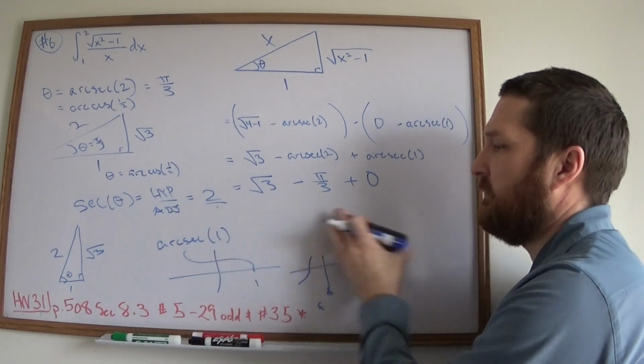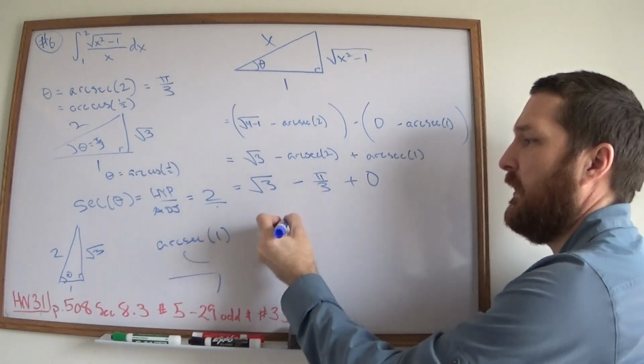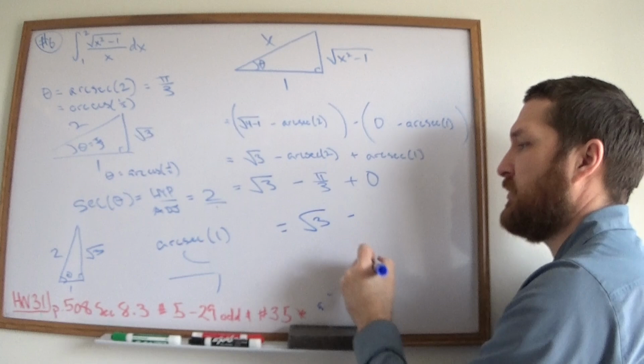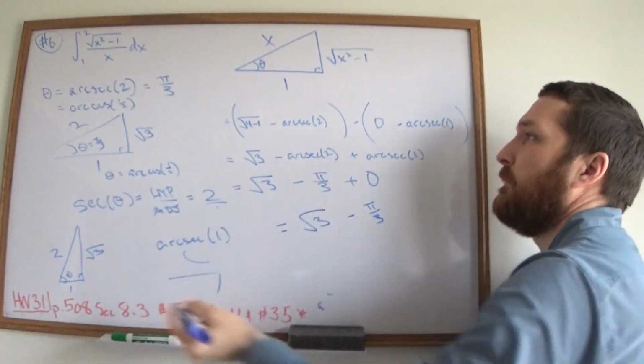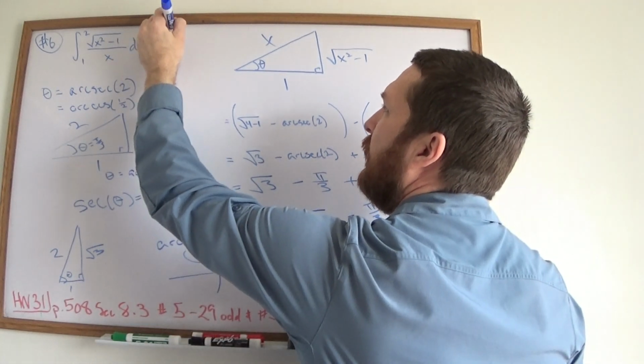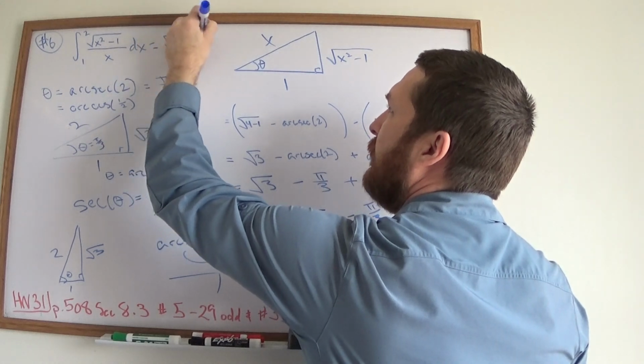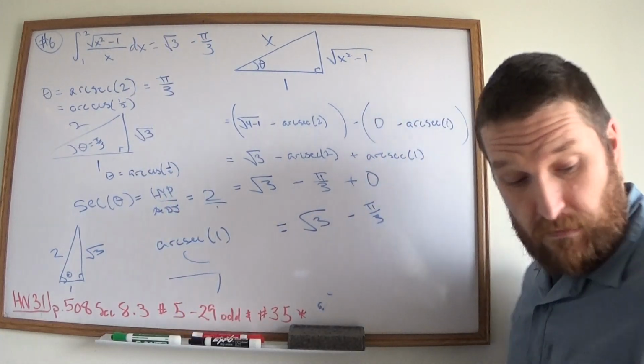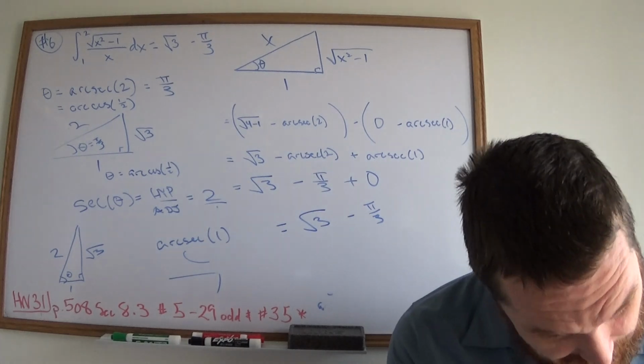And finally, we get that this integral should be root 3 minus pi over 3. I'm going to put that up here. Root 3 minus pi over 3. And is that what I got? Let's make sure. Yes, it is.